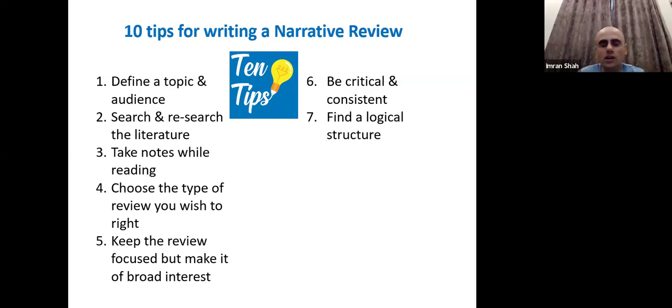A logical structure, I cannot emphasize this any further. You have to make a story. You have to make a story that sells. You have to make a nice introduction. You have to make a middle part that keeps the readers engrossed and engaged. And then you have to give a concluding part, which is also equally interesting. So a logical structure is very important for a narrative review.